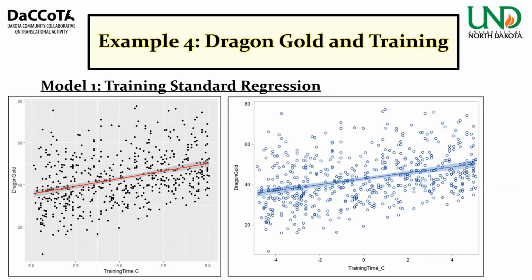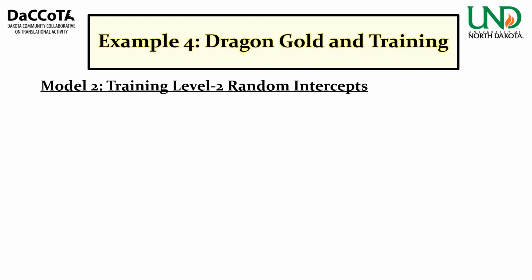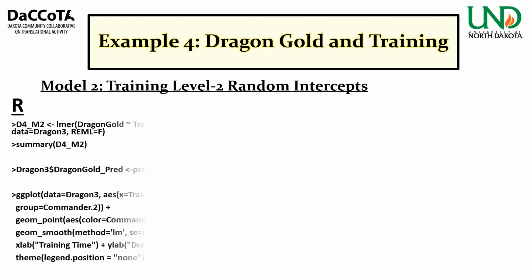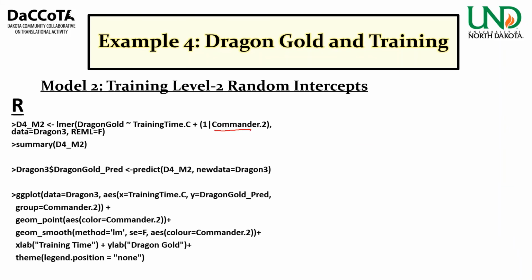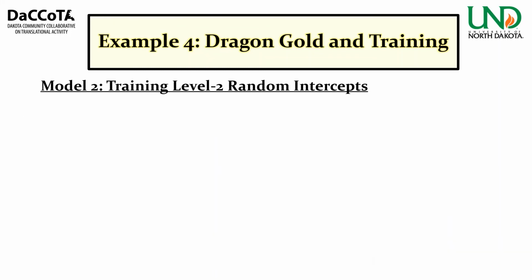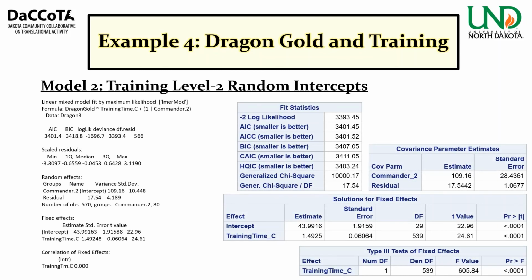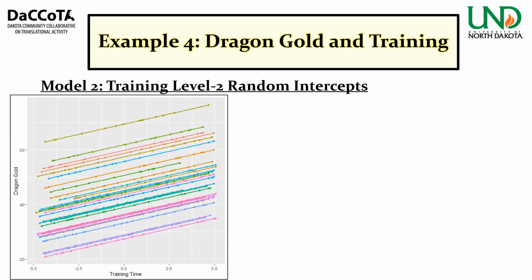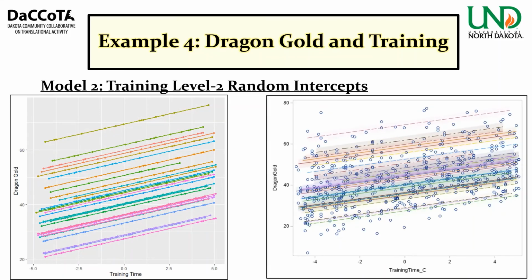So let's see if we can parse out some of that variability with level 2 random intercepts. Now, commander is a level 2 effect. I use a commander 2 variable here in this case. There seemed to be a pretty big effect of commander that covered a lot of variability. And it looks like training time is still significant. You can see a commander really has a strong effect. Depends on the commander where you start. That kind of covers a lot of that variability.